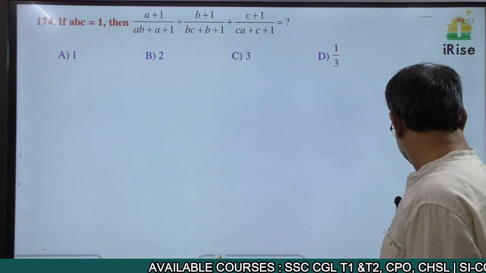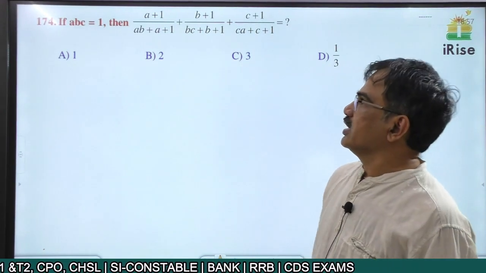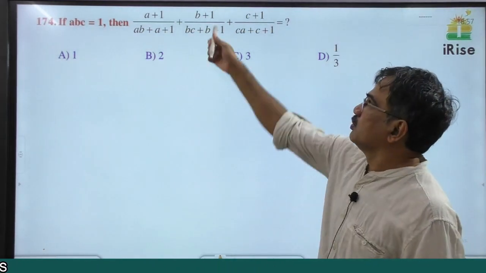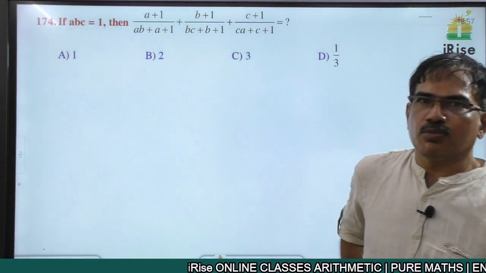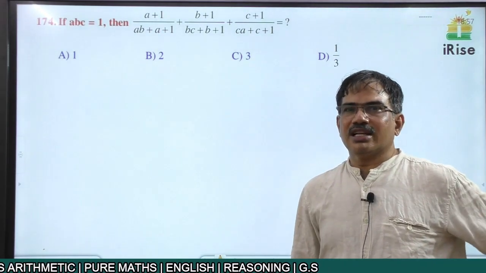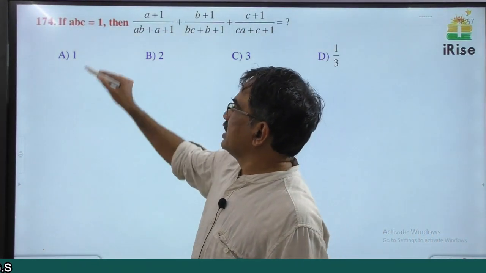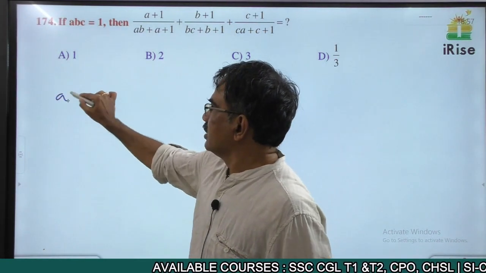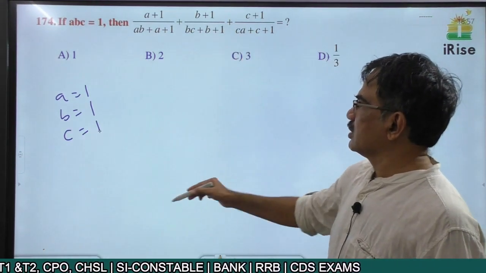Next one. This is also a very easy question. If abc is equal to 1, then what is (a plus 1) by (ab plus a plus 1), plus (b plus 1) by (bc plus b plus 1), plus (c plus 1) by (ca plus c plus 1)? Actually, the procedure is very lengthy. This is a 10th class question with a lengthy procedure, but substitution is very easy. I want to put abc equal to 1, so I take a is equal to 1, b is equal to 1, c is equal to 1. Then what does the question become?